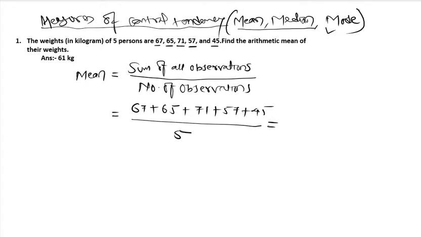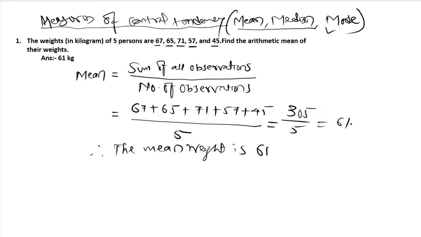So 67 plus 65 plus 71 plus 57 plus 45. This is 305 divided by 5. 305 divided by 5, the answer is 61. Therefore, you have to write the final statement, the mean weight is 61 kg, right? Let's go to the next question.